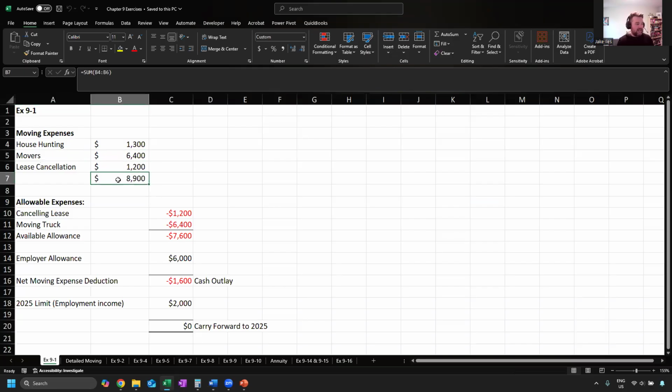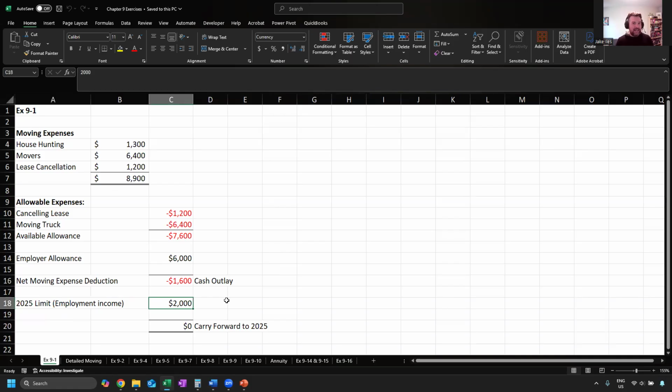So of the $8,900, 7,600 of them would be considered our moving expenses. So we are allowed to claim the 1,200 and the 6,400. So that makes 7,600. So those allowable expenses are above the employer allowance. So we can take that amount, we'll apply it against our total expenses to say, okay, well, now our net moving expense deduction, we have a total cash outlay of $1,600. So we can deduct $1,600 if it's below the $2,000 for our new place.